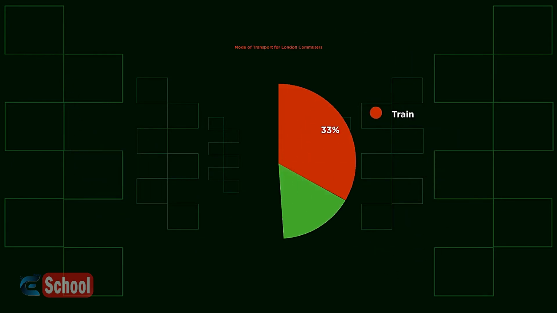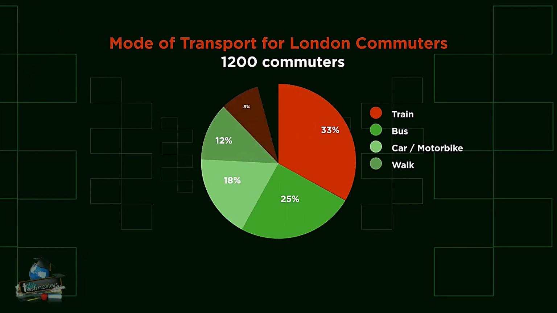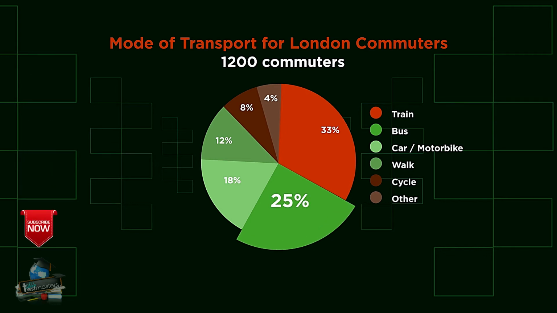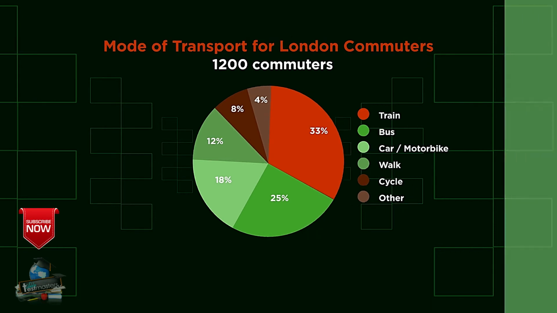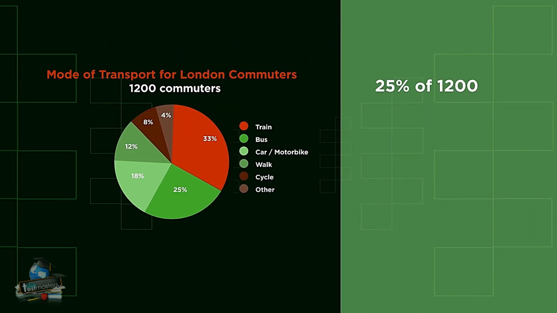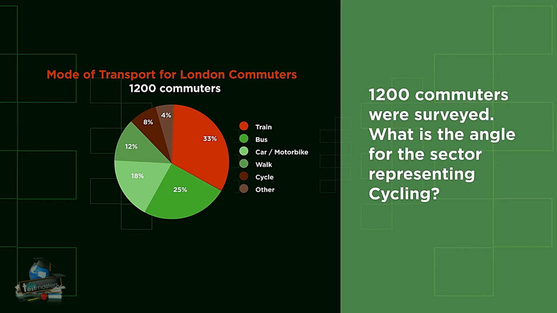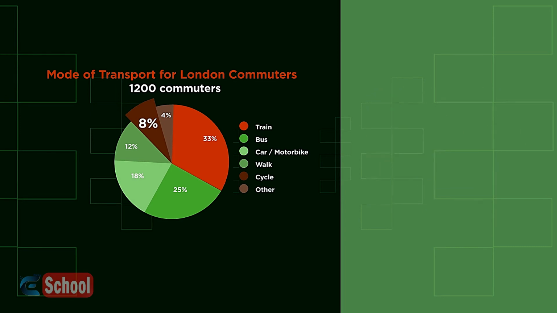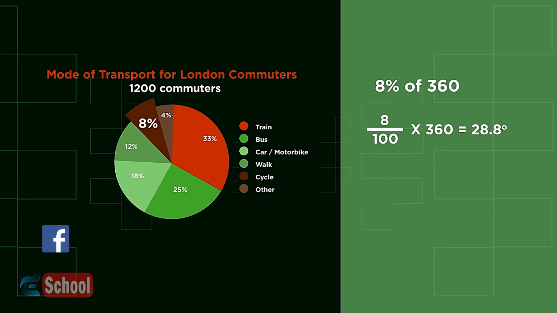Sometimes questions might give us a pie chart with a percentage already on, and then they ask us to find what this represents. So we know that 25% of the 1200 travelled by bus. So we just need to find 25% of 1200, which is 300 people. Or they could even ask us what angle a sector represents. The cycling sector is 8% of the whole circle, so 8% of 360 is 28.8 degrees.